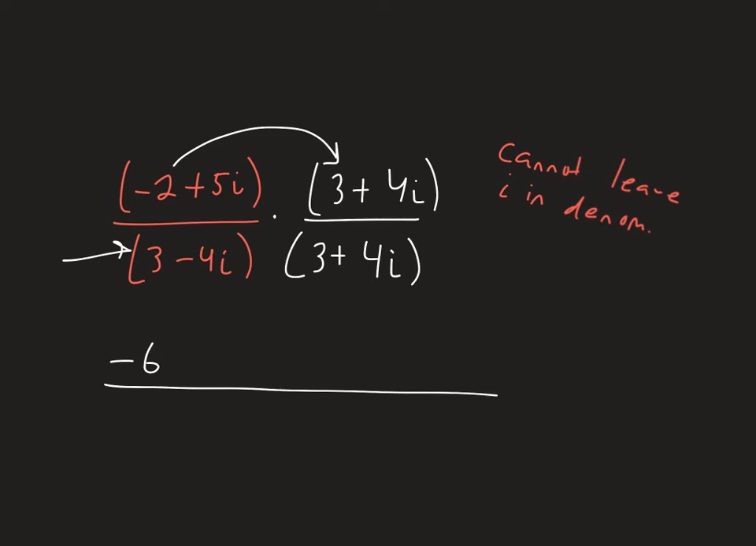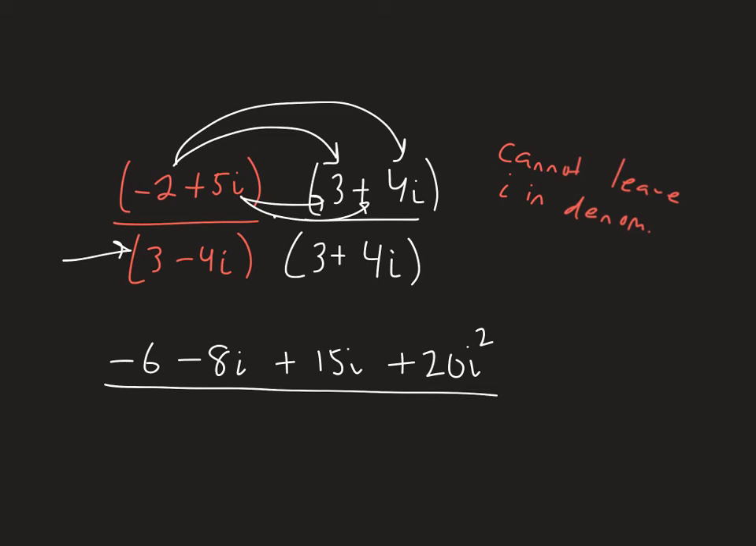So we have a negative 6, negative 2 times 4i is minus 8i, the positive 5i times 3 is a positive 15i, and 5i times 4i is a positive 20i squared. Okay, and again, we know i squared is negative 1. We'll simplify that in a minute. And then we FOIL out and distribute on the bottom. So the denominator, 3 times 3 is 9. 3 times the positive 4i is going to be a plus 12i. The negative 4i times 3 is a negative 12i. And the negative 4i times the positive 4i is going to be a negative 16i squared.